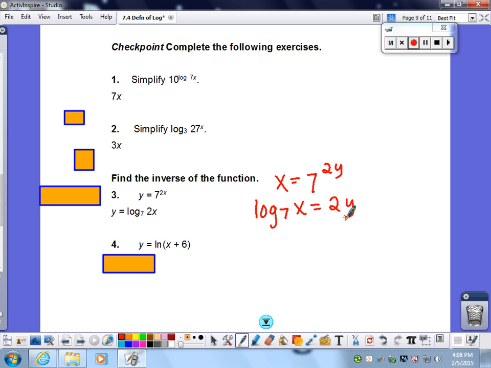That answer is not right, is it? We need to divide by 2. So my answer should be log base 7 of x over 2. So that answer is wrong. There's your correct answer. That answer's wrong, so y equals log base 7 of x over 2.